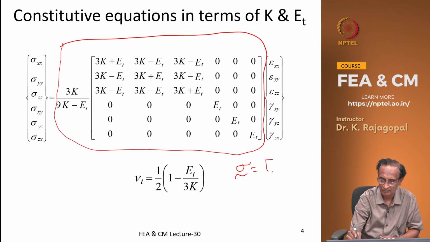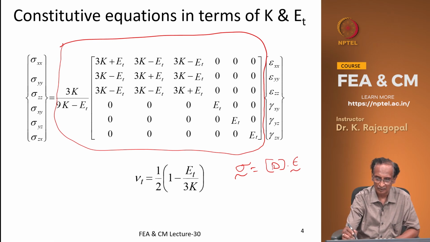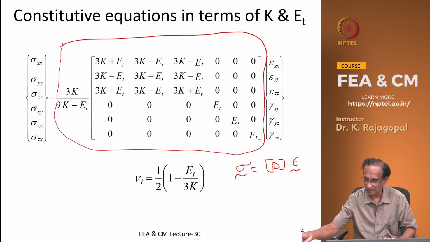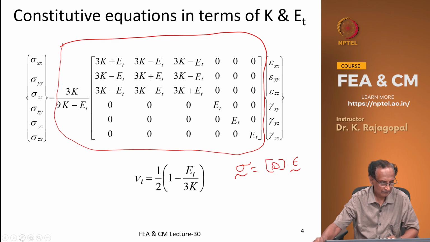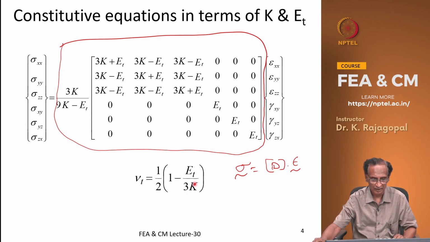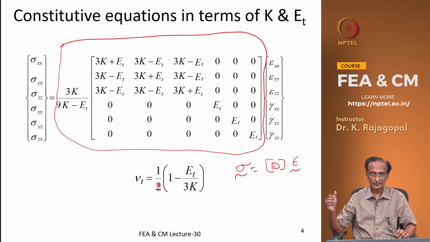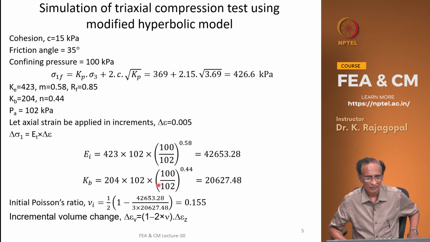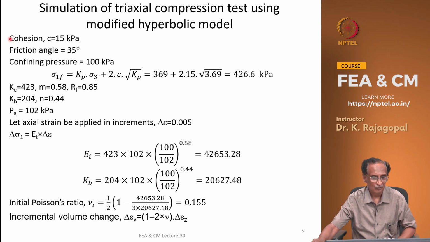Our sigma is D times epsilon. D is our constitutive matrix, and the advantage that we get here is we can relate the Poisson's ratio nu to our Young's modulus and bulk modulus like this, and as your shear stresses are increasing, your Young's modulus is going to reduce as you are reaching the peak stress, and as the Young's modulus is reducing, our Poisson's ratio will tend towards 0.5, and that is the Poisson's ratio of 0.5 at the critical state when the volume remains constant. So, let us simulate a test for these properties.